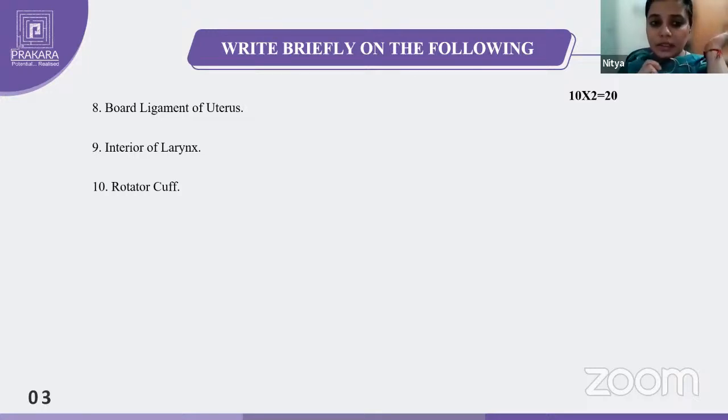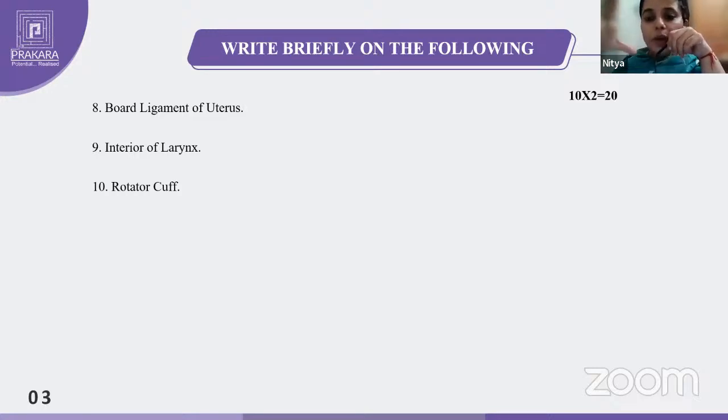Next, coming to the interior of larynx. If you're seeing the interior of larynx, you will be seeing 3 parts: the supraglottic part, the glottic part and the infraglottic part. The supraglottic part will be above the vestibular folds, which are the false vocal cords. The infraglottic part will be below the true vocal cords and the glottic part will be between the 2 vocal cords.